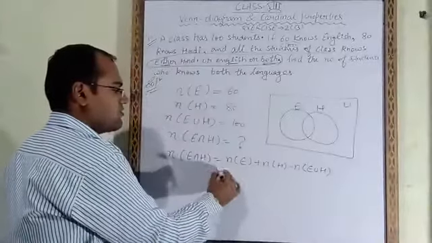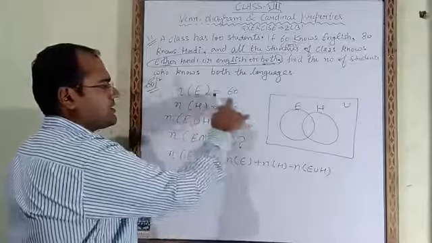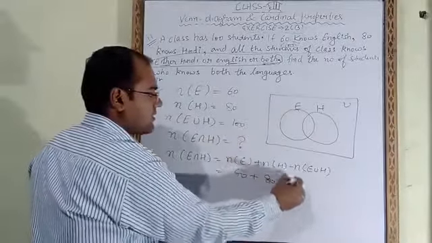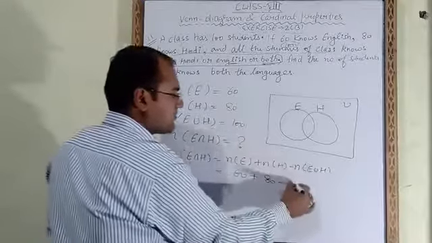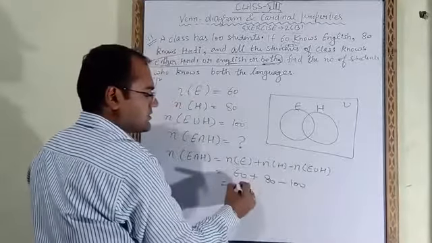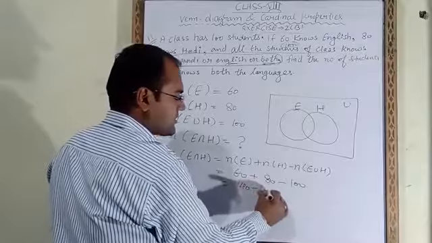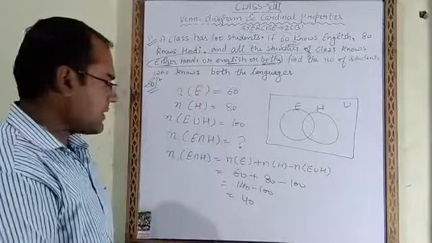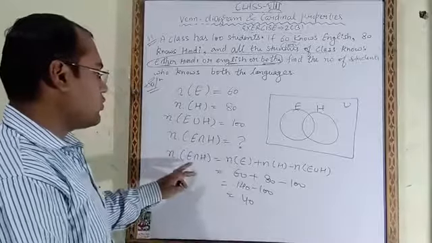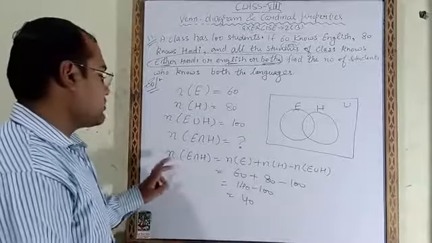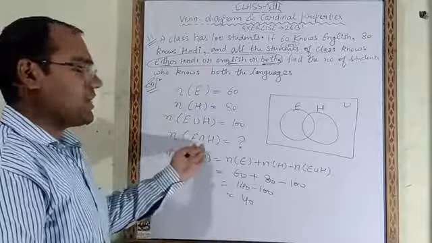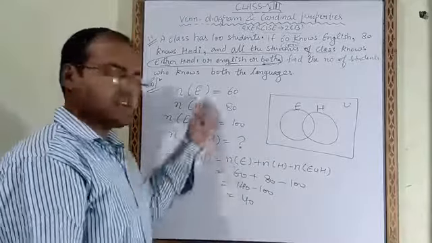Now we put the values. n(E) is 60, n(H) is 80, the union is 100. 80 plus 60 is 140, minus 100, so the answer is 40. So the number of students who know both languages is 40. In this question he asked only this part, so this question is over.